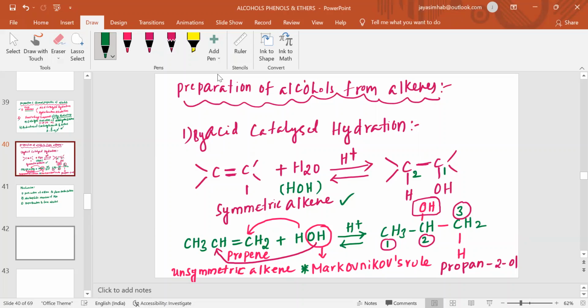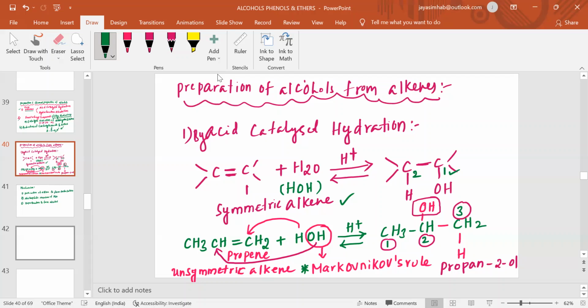In the case of a symmetric alkene, the choice of which carbon the hydroxyl group has to be attached to won't matter, because an equal number of carbons are there across the double bond. Wherever the alcohol group is, that carbon will attain the least possible number, that is 1. That's what we have shown here. So there will not be any problem in the addition of the hydroxyl group.